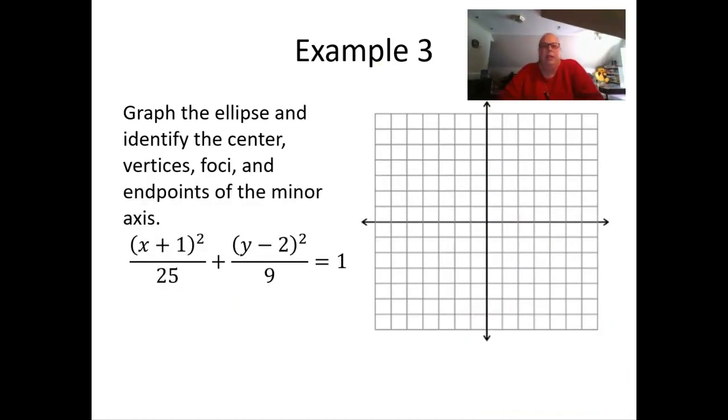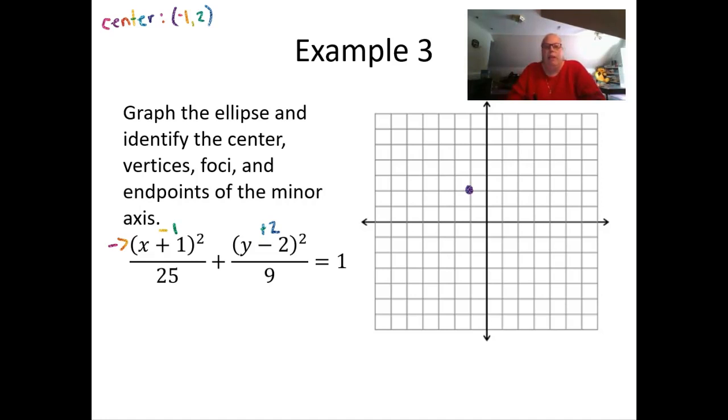Example 3: graph the ellipse and identify the center, vertices, foci, and the endpoints of the minor axis. Okay, this one actually will not have a center at (0, 0). The center of this one has moved. Now remember, it comes out of the numerator here. The center is going to be located at (-1, 2). We're doing the opposite of what we have in the parentheses here. (-1, 2) gives me a center right here.